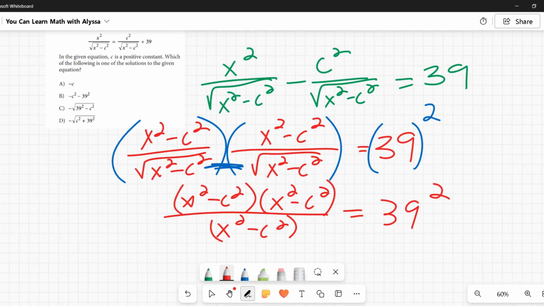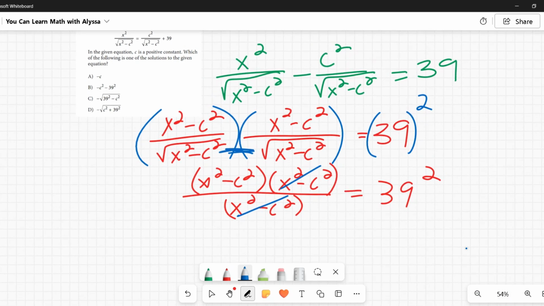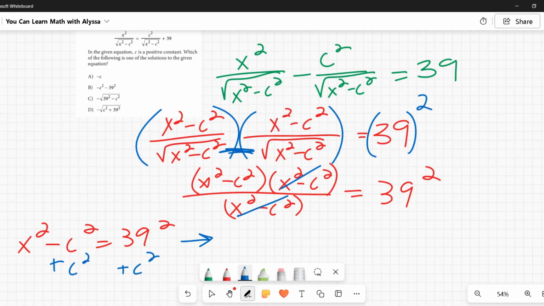Then on the left side, because I have matching x squared minus c squared on top and bottom, and they are being multiplied on the top, not added, I can cancel one of those out. And we are left with, on the left side, x squared minus c squared equals 39 squared. And I'm going to move this over here. And then the next step we would do is add c squared to both sides. And that gets rid of the c squared on the left. So we have x squared equals c squared plus 39 squared.